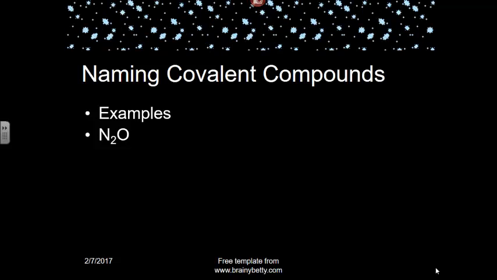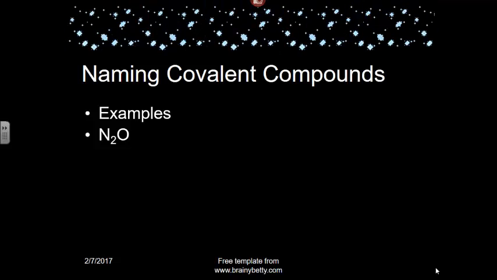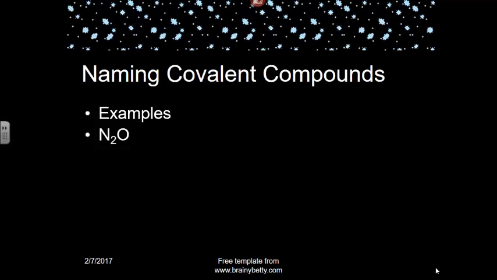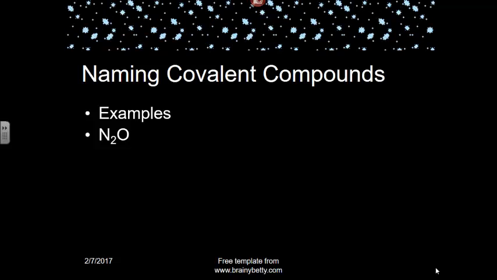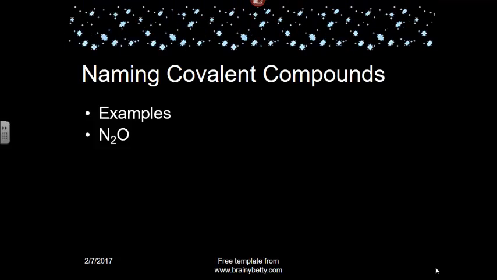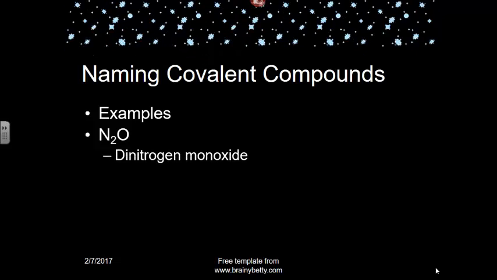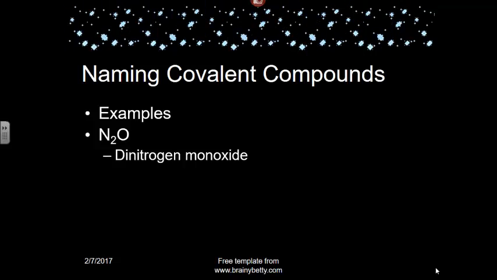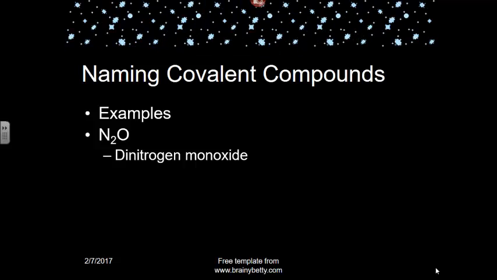N2O. The first element is named with the full element name, nitrogen. The second element is named as if it was an anion, oxide. Now we need to put in prefixes. How many nitrogens are there? 2. That prefix is di. How many oxygens are there? 1. And it's the second element, so that prefix is mono. So this compound becomes dinitrogen monoxide. Notice how with the mono and the oxide, we drop the second O. It makes it read a little bit more smoothly.